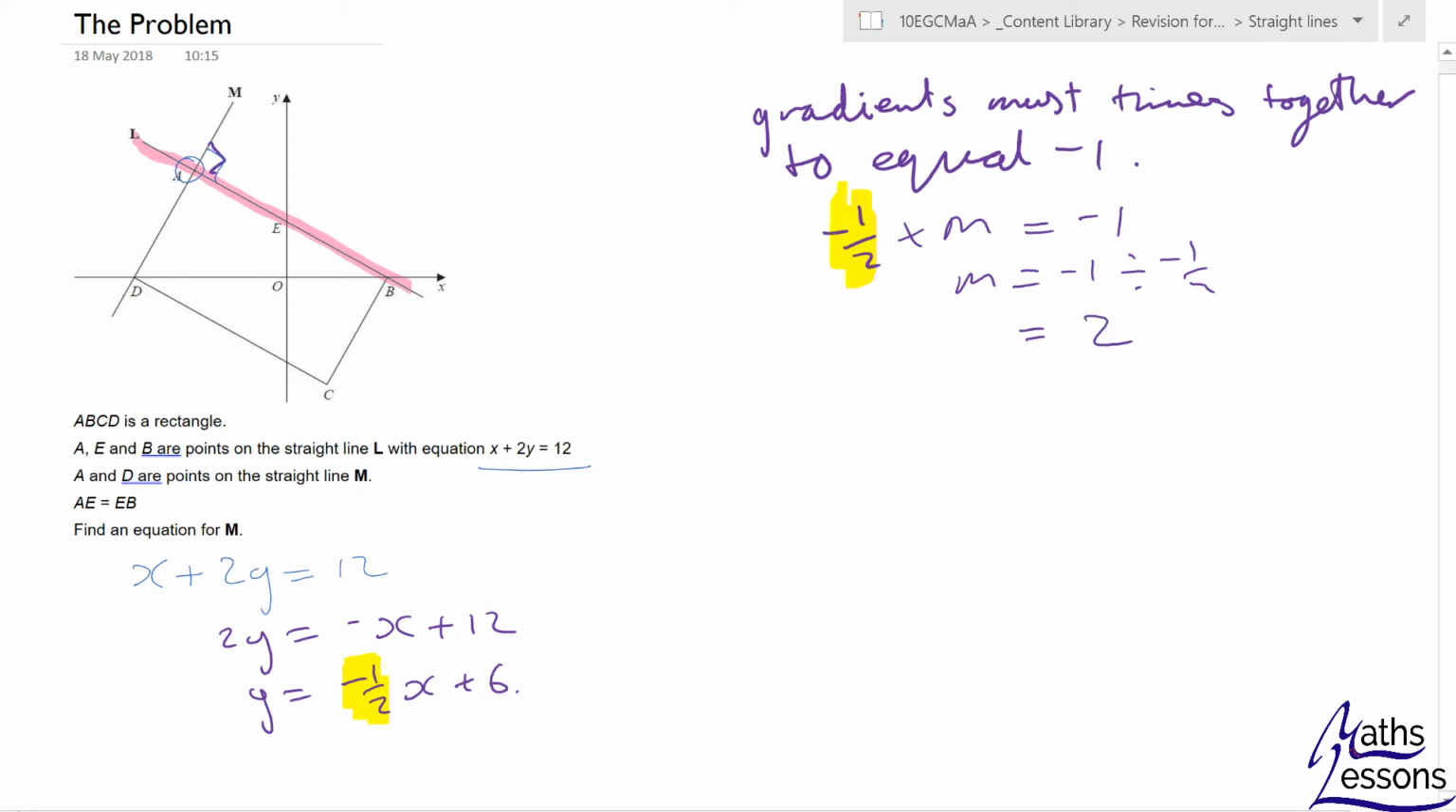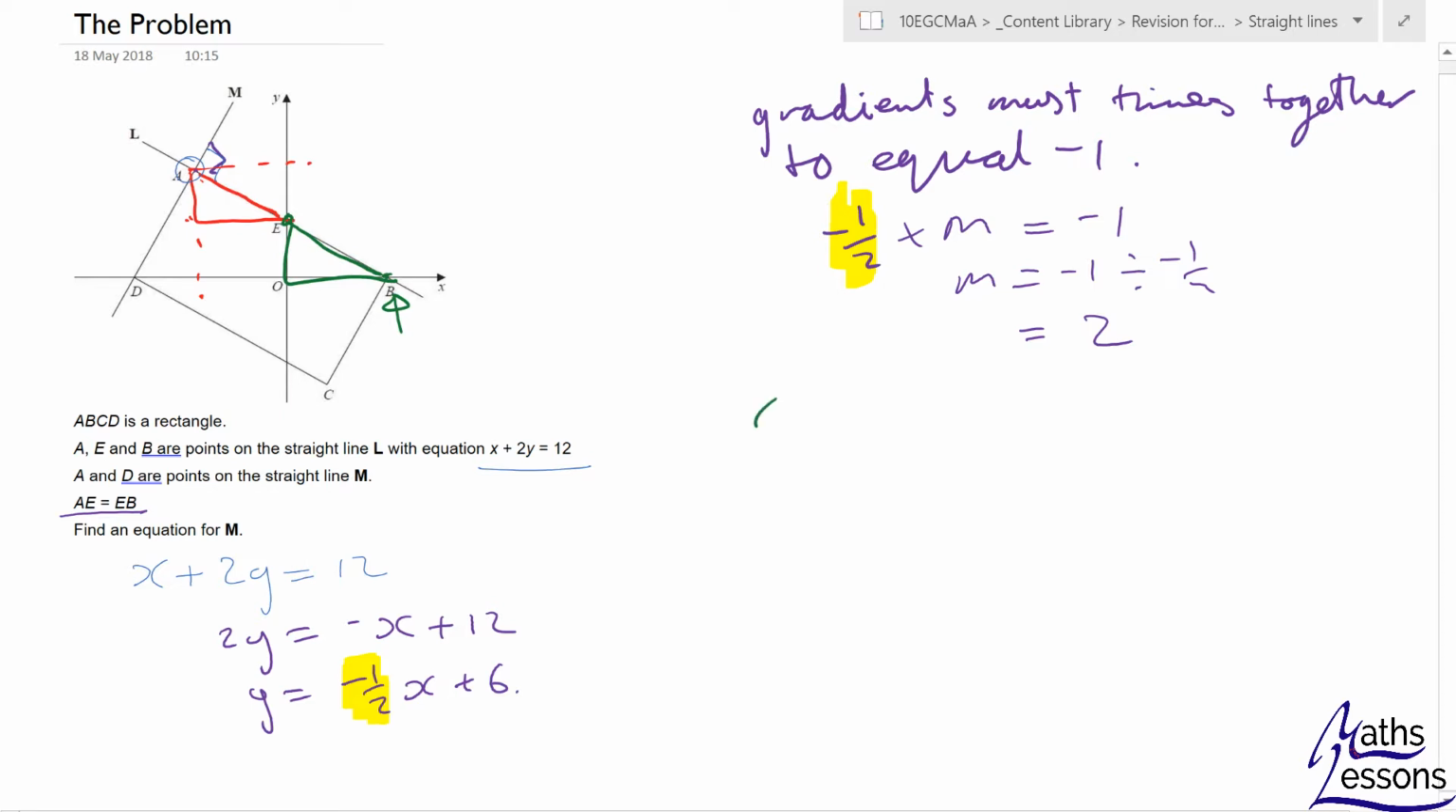Now we can find this point because we know that AE equals EB. So this distance here is the same as this distance here. Now, if we know those two are the same distance, we can find that point, and then we know that this triangle will be the same as this triangle. And then we can find the x-coordinate of A, and we can find the y-coordinate of A using that idea. So first of all, we need to find out where it crosses the x-axis.